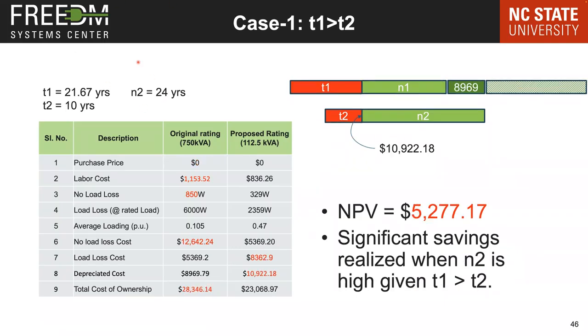Now, for instance, if this N2 was higher, if the new transformer that you decide to replace with has higher remaining useful life, in that case, you can see that there is a significant amount of saving, around $5,000. So whenever N2 is large, given that T1 is greater than T2, you're going to see a significant saving in replacing the transformer.